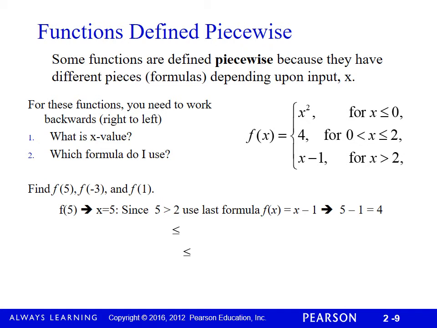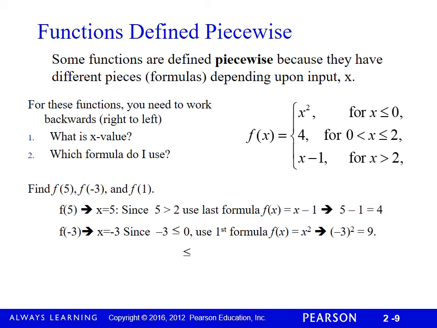f of negative 3. This says x is negative 3. Where does that belong? Negative 3 is indeed less than or equal to 0, so it fits in this mold, and we're going to use the first equation. Since negative 3 is less than or equal to 0, the first constraint, we use the first formula, plug it in, and we get 9.